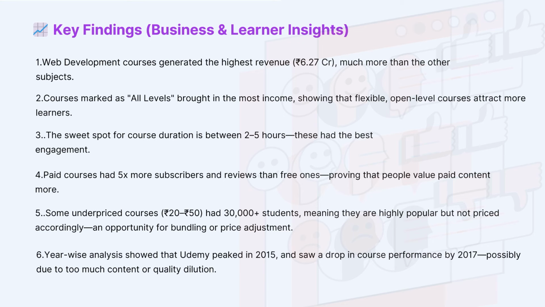Now, this is the key findings slide to summarize whatever I have got throughout this presentation. Here you can see web development and all level courses generate the most revenue. Free courses, though few, can lead to high revenue loss. Two to five hour courses deliver the best engagement. Several high performing courses are underpriced. Strategic pricing changes, bundling and premium upgrades can boost the revenue of these courses.